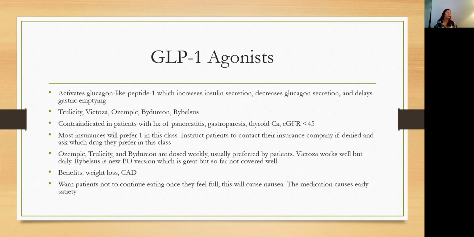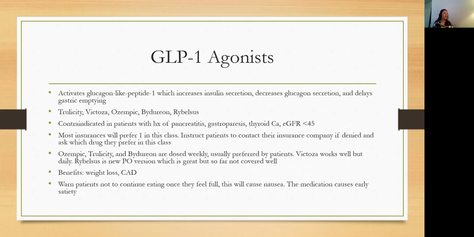And when you're starting these, so obviously all the drugs are expensive. They're all expensive except for metformin and sulfonylureas. So when you're starting these, you can pretty much just pick one, but most insurances are going to prefer one of them in this class. And so like, let's say you prescribe one for your patient and they're like, oh, they told me it's going to be $500. You can tell them to call their insurance company and ask which of these in this class they prefer. So the patient can call and say, which GLP-1 do you prefer? And they'll usually have one that they would choose, and that'll be better covered for the patient.